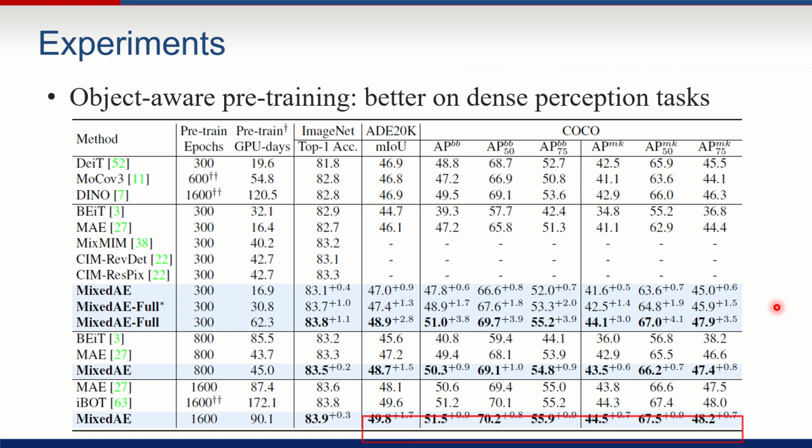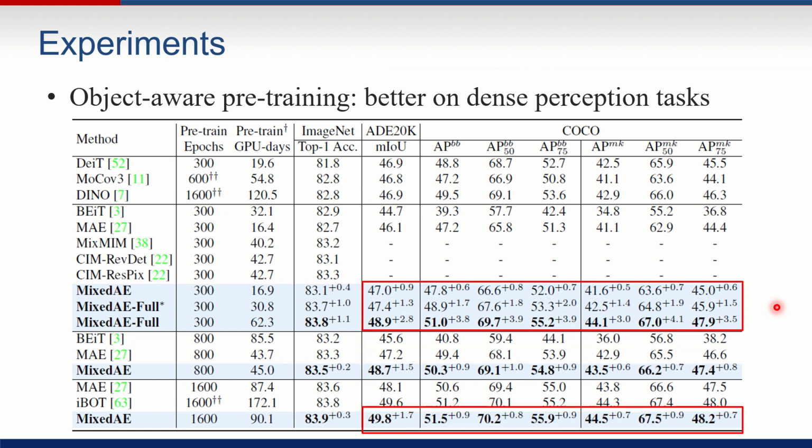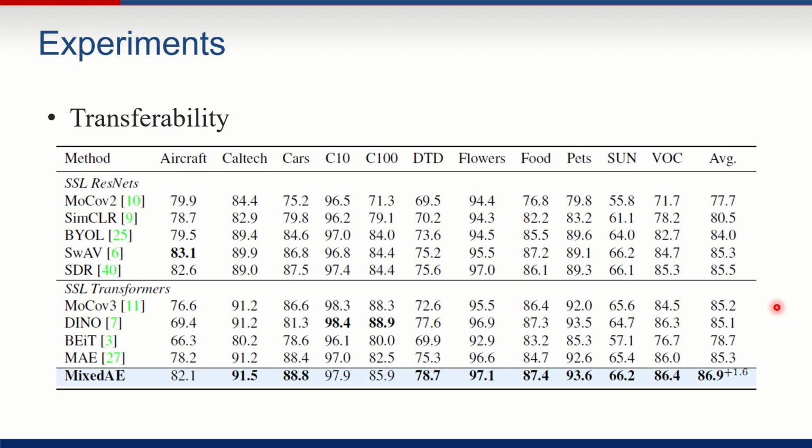Thanks to the object-aware pre-training, our mixed autoencoder can achieve more significant improvement on downstream dense perception tasks like semantic segmentation and object detection. We further evaluate the transferability of the learned representation of mixed autoencoder on 11 downstream classification tasks. Our mixed autoencoder can successfully support both the ResNet and ViT counterparts.